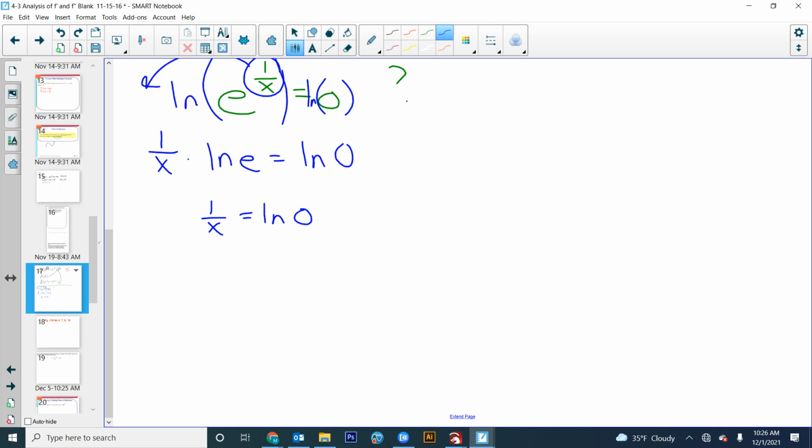What's the problem? There's no exponent that makes e equal 0. There's no real number that satisfies that. E to what power is 0? No such thing. No solution. No critical point from that factor equaling 0.